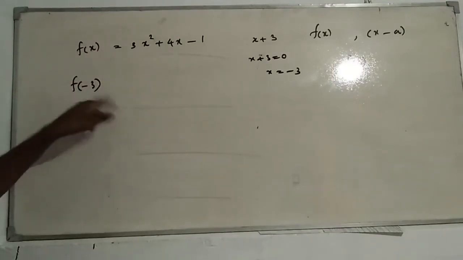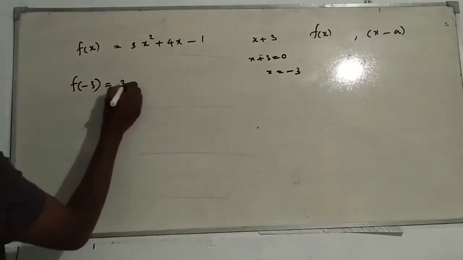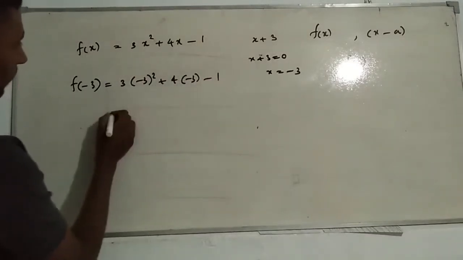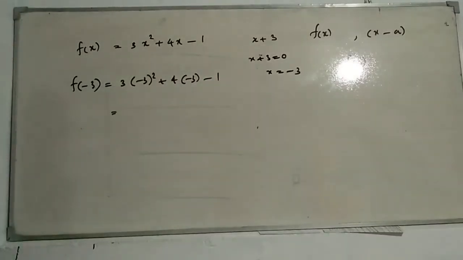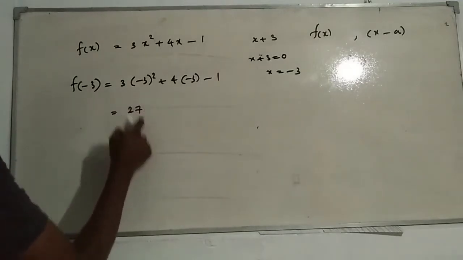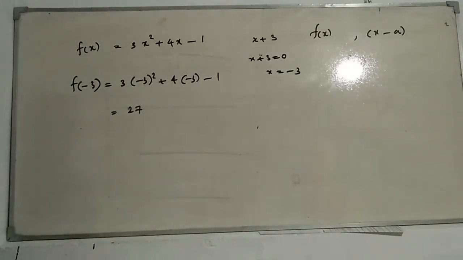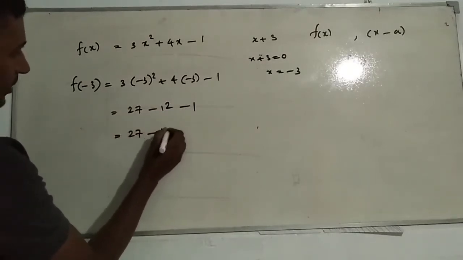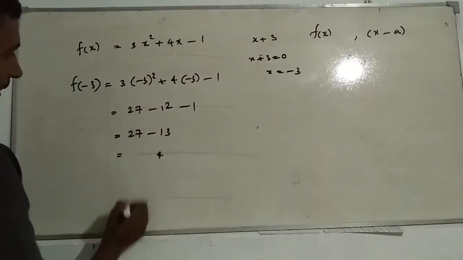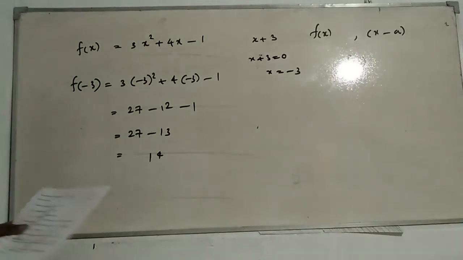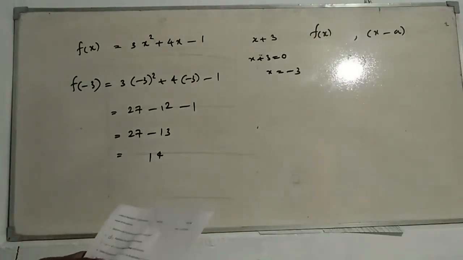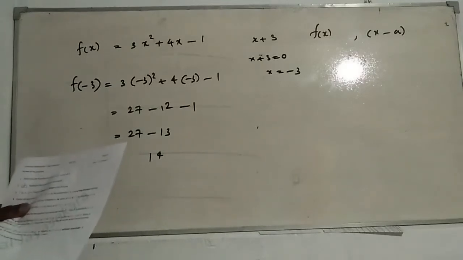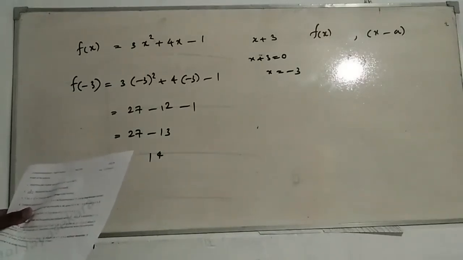Then we put minus 3 into this polynomial. Then we get f of minus 3 is equal to 3 times minus 3 squared plus 4 times minus 3 minus 1. That means here 27, 9 times 3, 27. Here minus 12 minus 1. That means 27 minus 13, that means 14. That's our remainder when 3x squared plus 4x minus 1 is divided by x plus 3.